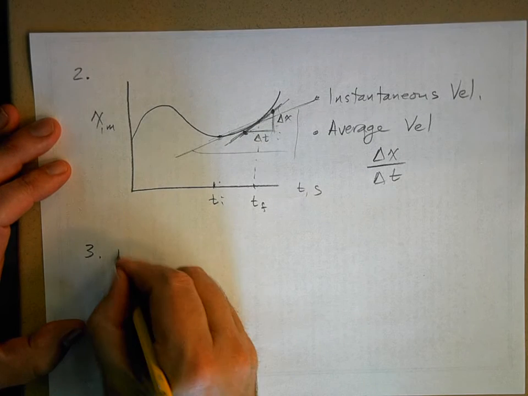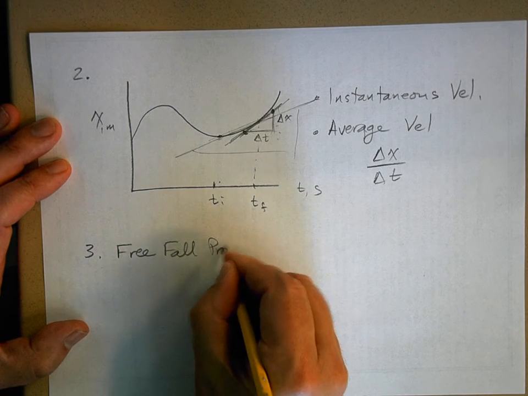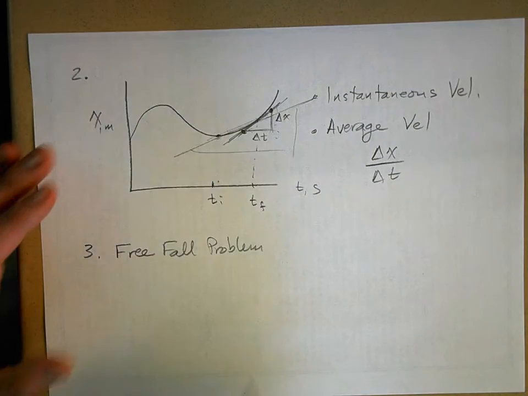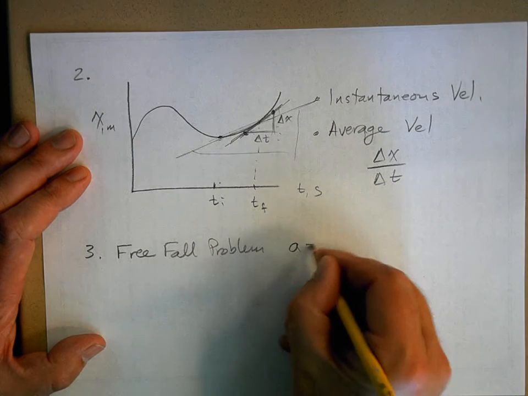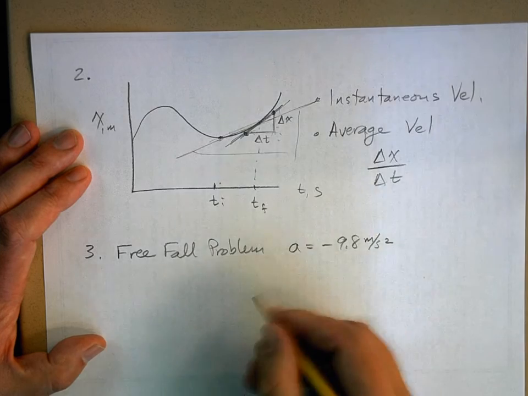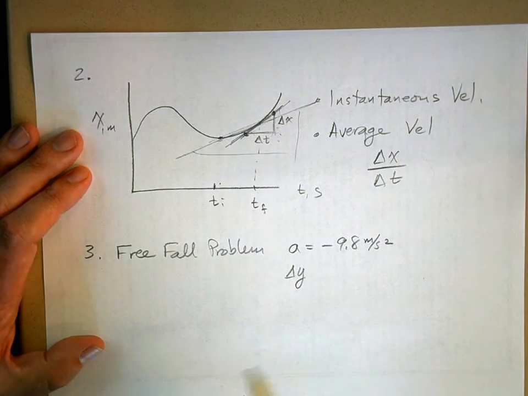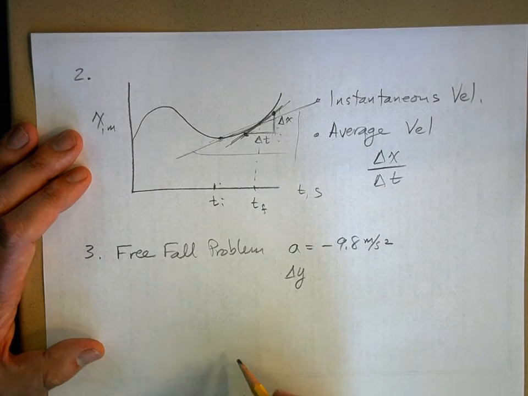The number 3. Number 3 is a free fall problem. Okay? And remember that you just use the kinematic equations. You just know that the acceleration is equal to negative 9.8 meters per second squared. And instead of delta x, we're usually dealing with delta y. Remember, if something falls down, delta y is negative. If something goes up, it's positive.